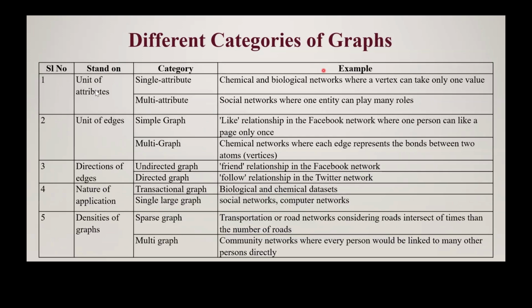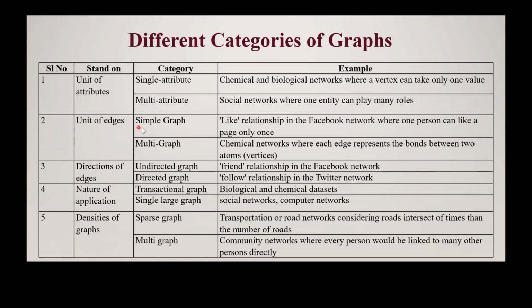Next, we have to understand the different categories of graph. The first category, on the basis of unit of attributes, is a single-attribute graph or a multi-attribute graph. The examples of single-attribute are chemical or biological networks, where a vertex can hold only one value. If the node has only one value, it is called a single-attribute graph. Multi-attribute means the node or vertex has more than one piece of information, like in a social network, where one node or entity can play many roles.